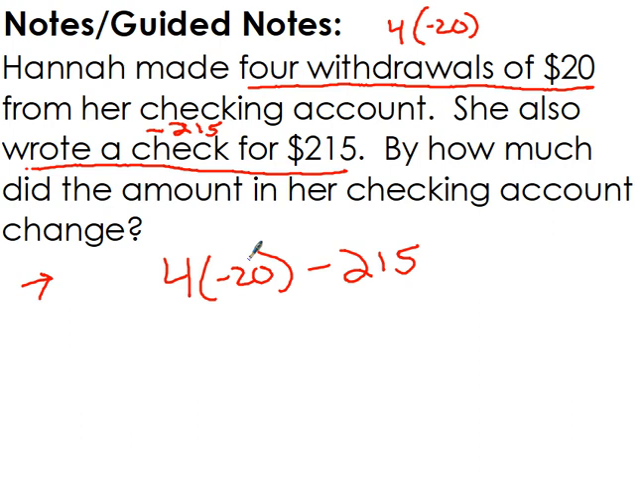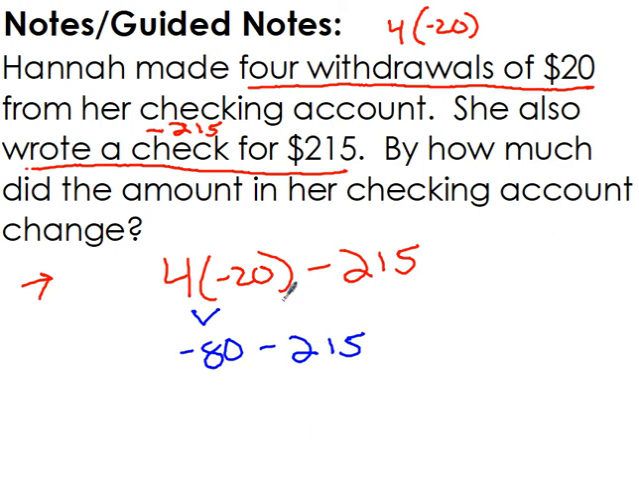Now I can solve by following order of operations and doing multiplication and division first. I do have multiplication right here. 4 times negative 20, a positive times a negative, that's going to give me negative 80. So now I have negative 80 minus 215. So what we do need to do is make sure we still follow all of our rules with addition and subtraction.